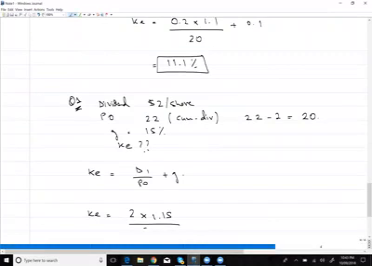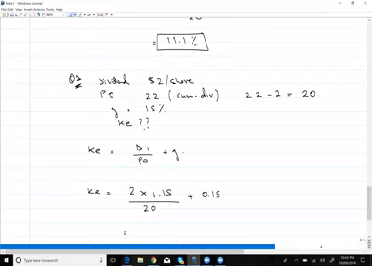So divided by 20, plus growth rate of 15%, so 0.15. So KE will be 26.5%. Clear? This share price was cum-div, cumulative of dividend. So first of all, you remove the impact of dividend from this share price. The dividend is 2, so 22 minus 2 gives you a share price of 20.